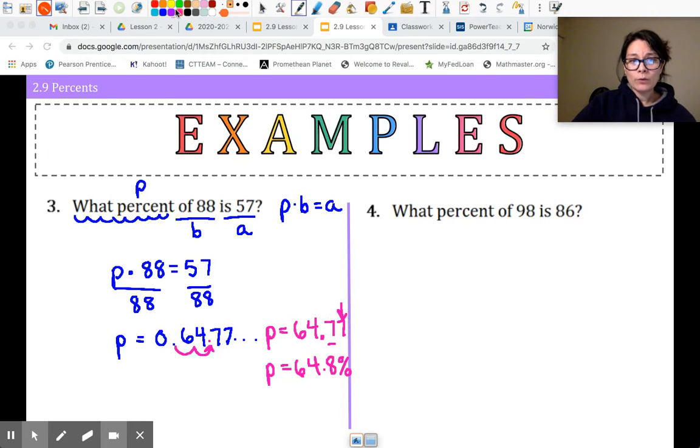So again, you may want to just add some notes to your problem here, that when we go from a percent to a decimal, we move the decimal 2 places to the left. So for example, a 24% would be 0.24 because I move it 2 places to the left.